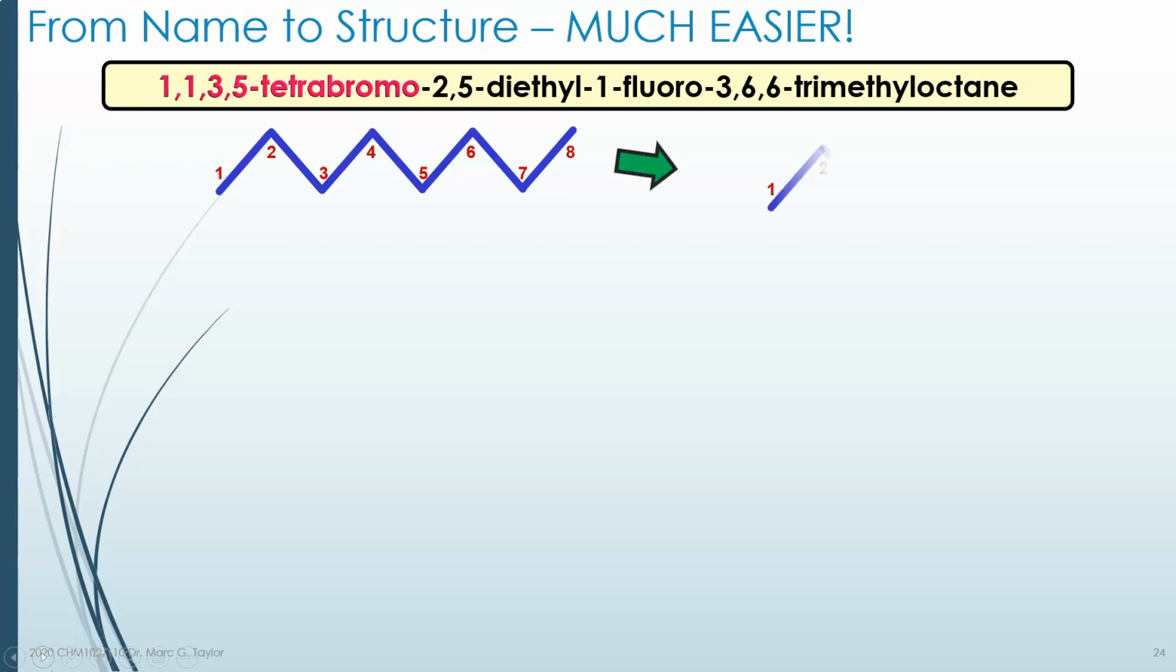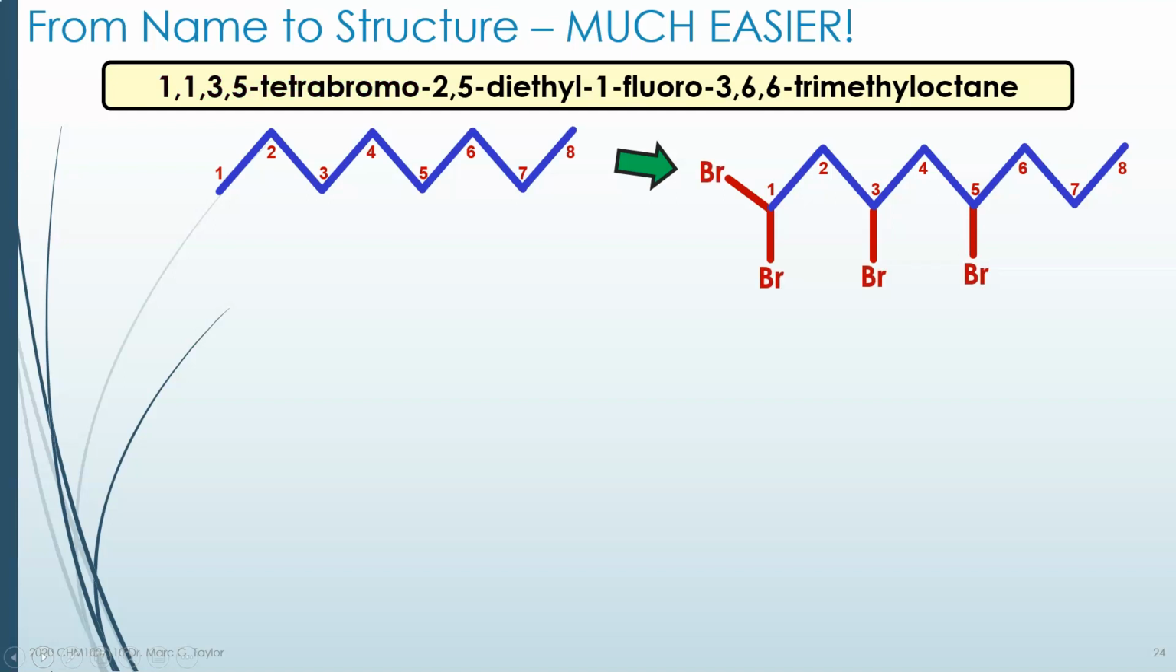Now you just look at each piece of the name. Start with the beginning. It doesn't matter what order you do it. 1,1,3,5-tetrabromo. This tells you you have 4 bromos, and they are on carbons 1, 1, 3, and 5. So you literally just write lines from 1, 1, 3, and 5, and stick a bromine on each of them. Boom, you're done with that.